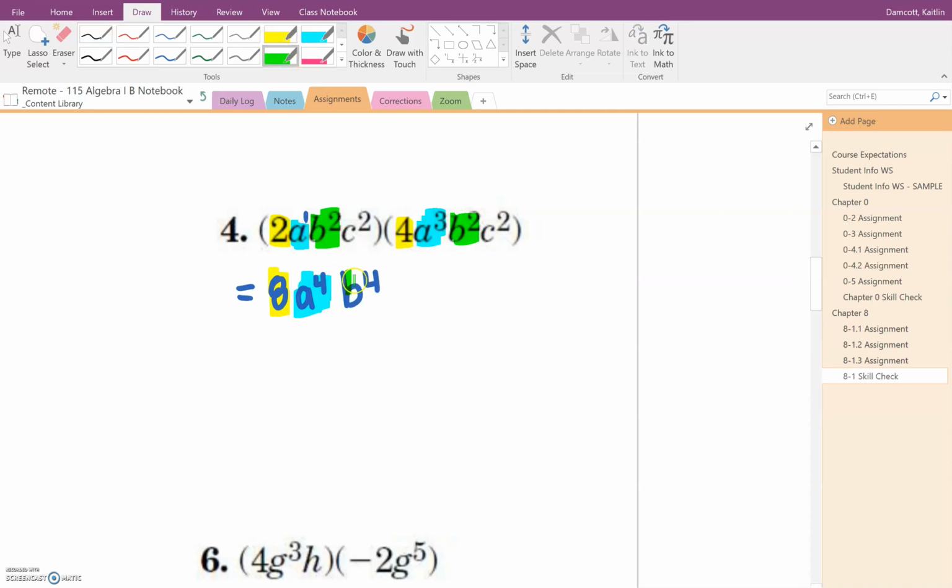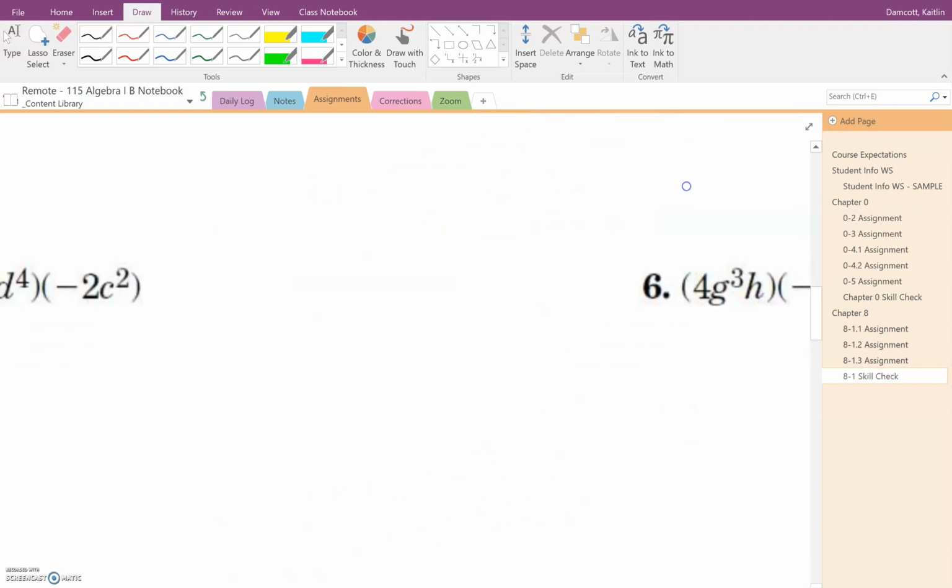Try again, computer. There we go. And then finally, the last, we have c squared and c squared. So we keep our base the same. We've got the c. We've got 2 here, 2 there. 2 plus 2 gives us 4. So here's the last piece. So our answer, 8, a to the 4th, b to the 4th, c to the 4th.